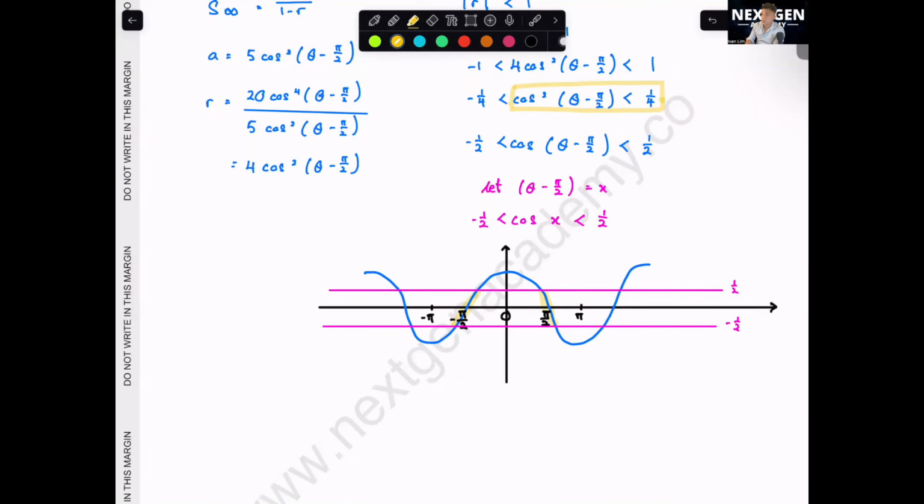You all look at the angles that they give us also. We only want from negative pi over 6 to 7 pi over 6. So we'll just take this section here. Now, how do we find these 4 specific points? You see here 1, 2, 3, 4.